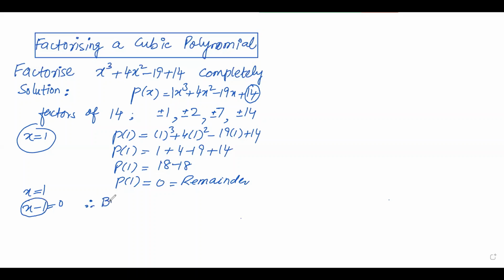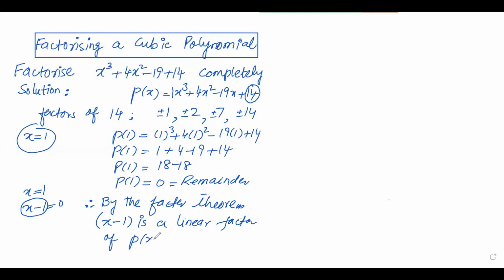Therefore, I can write by the factor theorem, x minus 1 is a linear factor of P(x). So this is a linear factor. So the first step, I use the factor theorem, and yes, we have a linear factor of the given polynomial. If this is a linear factor, then with the help of this linear factor, you can find the other factor of this polynomial, which is the quadratic.